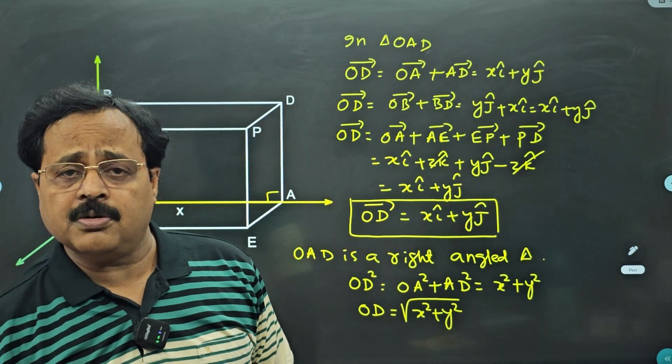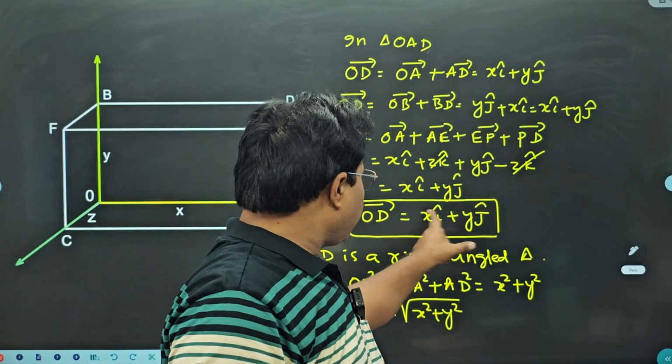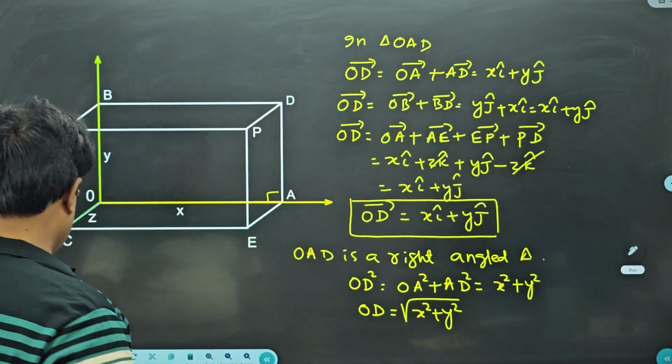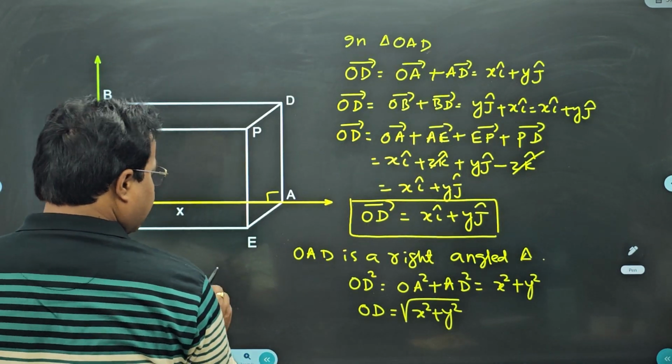How to separate the direction part? How to separate the direction part from this? Let us learn. See, what a vector has, I have already explained you what a vector has.